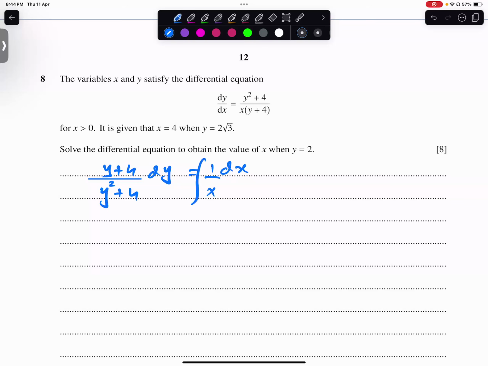Now students apply the integral. Now interestingly, the left hand side is very, very easy. How? Because you will divide y square plus 4 on both integrals, on 4 and then on y also.